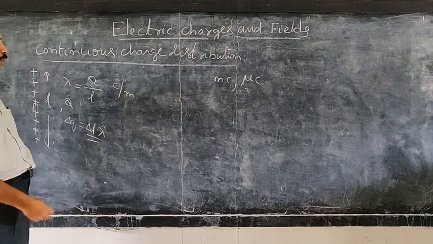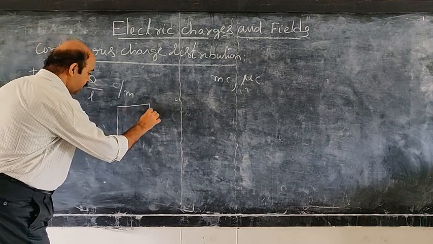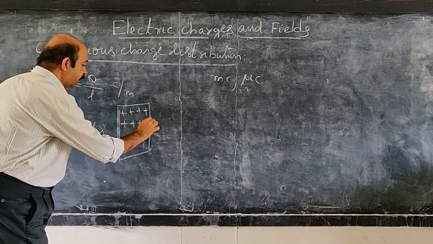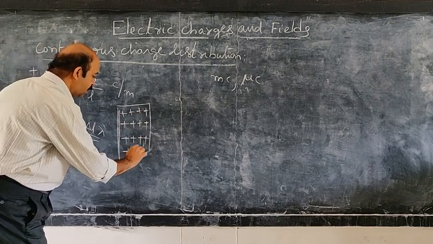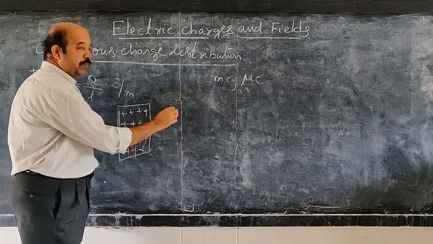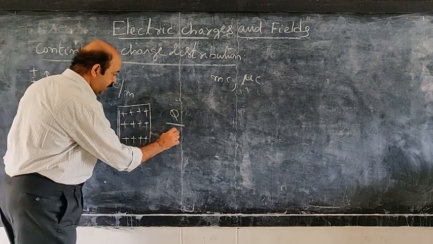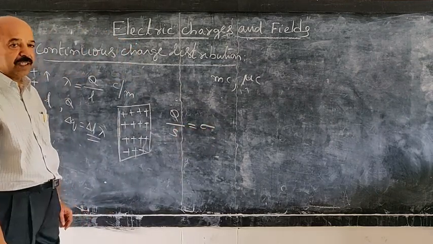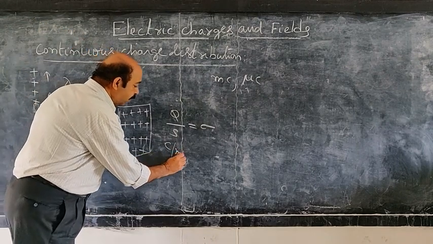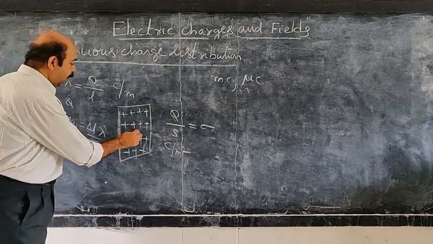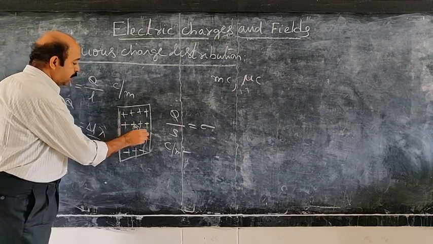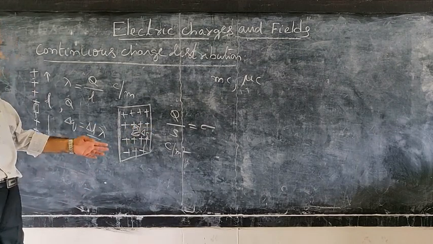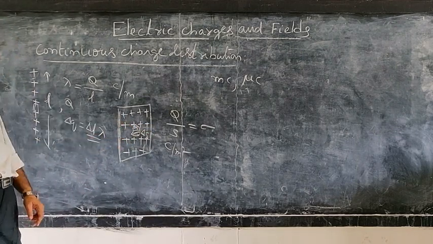Similarly, if you consider a surface having a continuous charge distribution like this, and the total charge is Q, and the area of the sheet is some S, then this ratio is defined as surface charge density. The unit is coulomb per meter square. So if you consider any small elemental area, some delta S, this area element multiplied with the charge density gives the charge possessed by that much area.